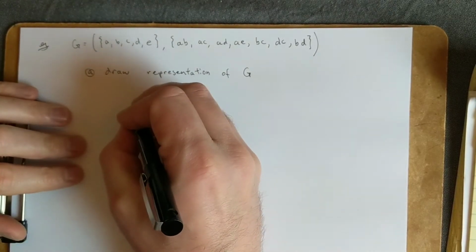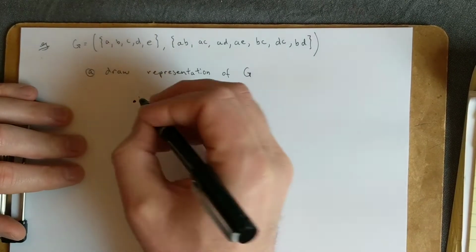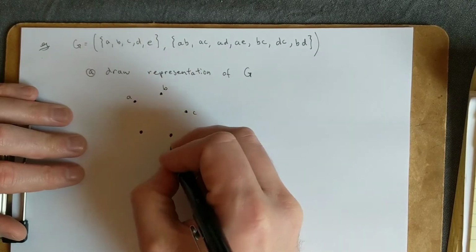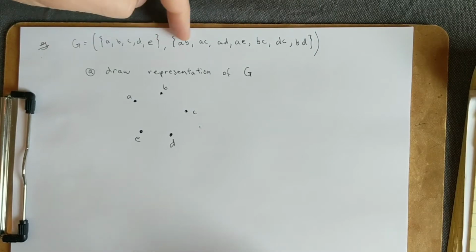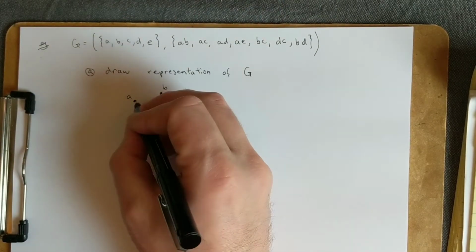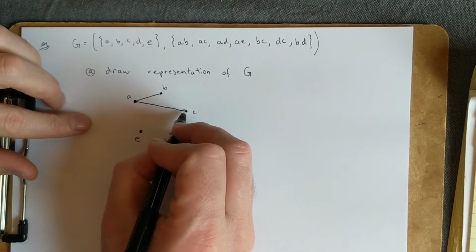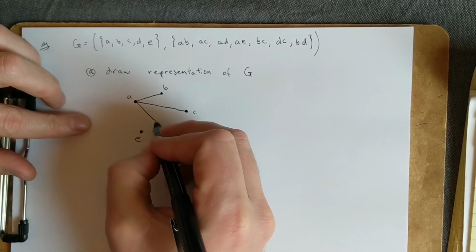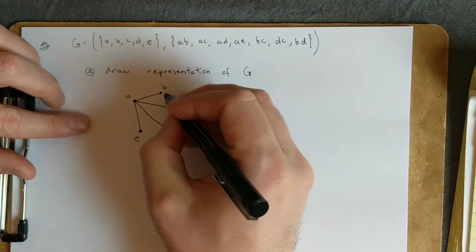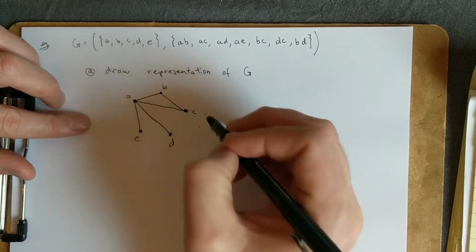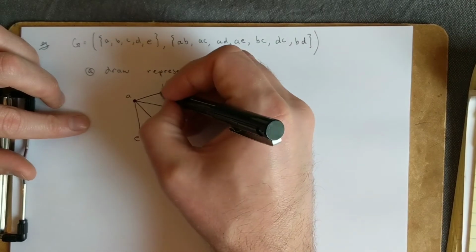So let's put the vertices down. And I'm just going to label them sort of in order going around. Something like this. And now we need to look up here and see which things get connected. Okay, so then A goes to B, A goes to C, A goes to D, A goes to E, and B goes to C, D goes to C, and B goes to D.